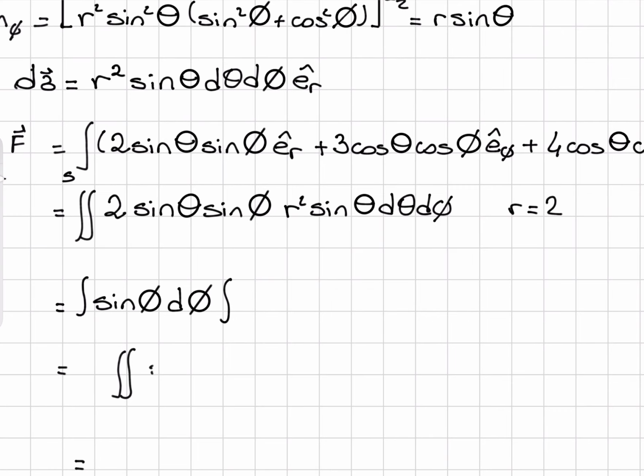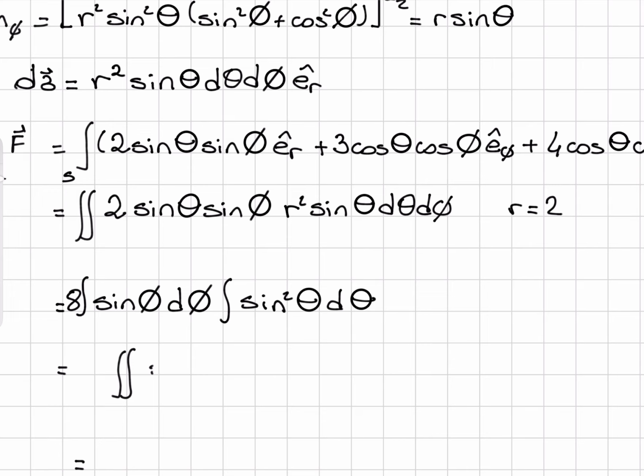So I will obtain 2 square, which is 4 times 2. That's going to be 8. So we will have an 8 up front. Then we have sine square theta d theta that we need to evaluate.